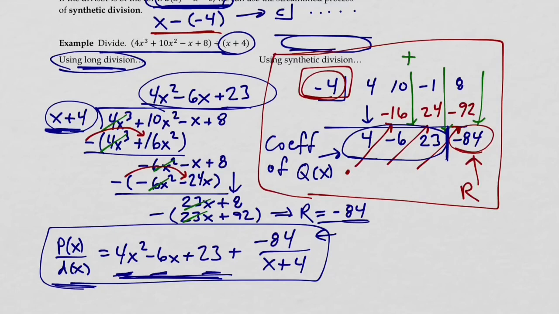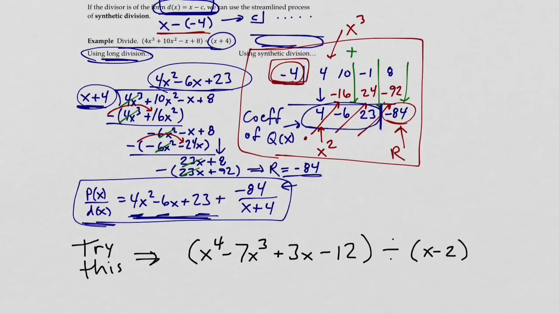One thing to help you keep track of what the answer should be: if you start with an x cubed term, so the 4 is the coefficient of x cubed, and with synthetic division we're always dividing by a degree 1 polynomial, so that means the quotient is going to be 1 degree lower than what we started with. So I know that the 4 is going to have to be the coefficient of an x squared term.